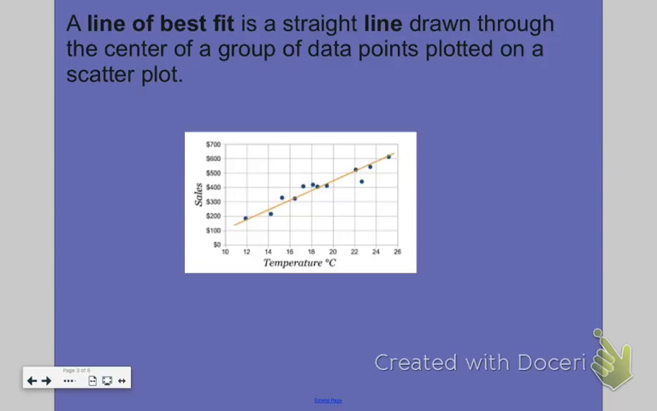Find the spot in the note guide where you need to jot down the definition for the line of best fit. The line of best fit is a straight line drawn through the center of a group of data points plotted on a scatter plot. On this scatter plot, the orange line is the line of best fit. The orange line cuts the blue data points roughly in half, so about half the data is above the orange line and half is below. The line of best fit is a straight line drawn in with a ruler or a straight edge.